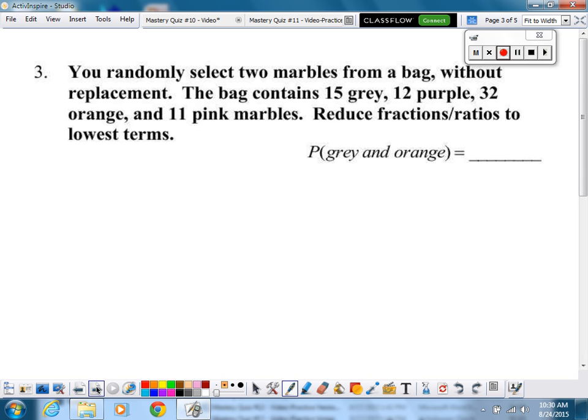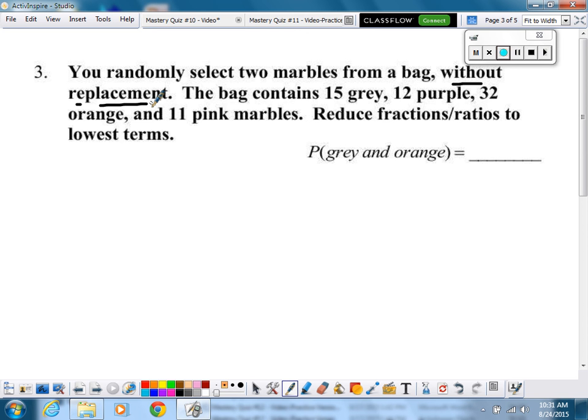Question 3. Here you're going to randomly select marbles from a bag. Okay, your bag has 15 gray, 12 purple, 32 orange, and 11 pink. What you're going to do is choose a marble from a bag, and then you're going to choose a second marble from a bag, but you're not going to replace the first one. So that's going to change things a little bit.